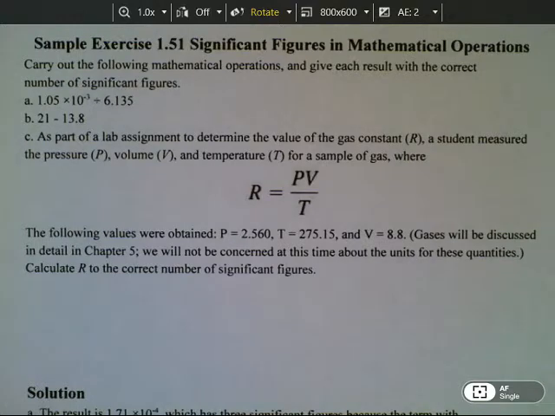So the following values were obtained. Pressure is equal to 2.560. Temperature is 275.15. And volume is 8.8. Again, gases will be discussed in detail in Chapter 5, so we're not going to be concerned about units at this time. We're just looking at the quantities. Calculate R to the correct number of significant figures.